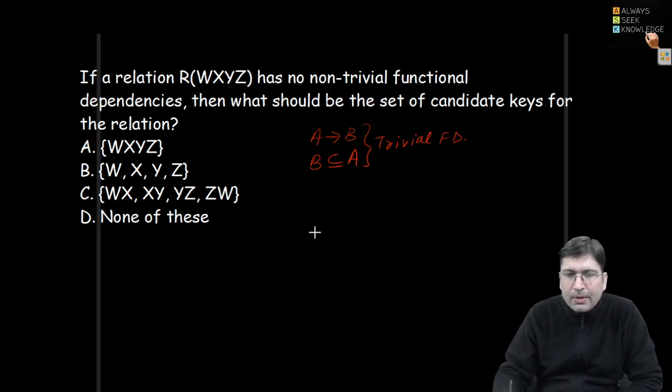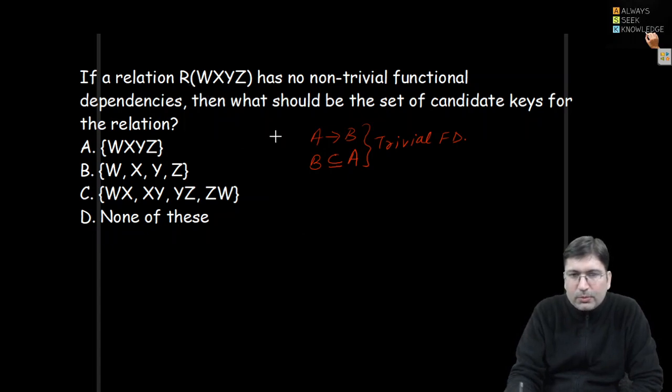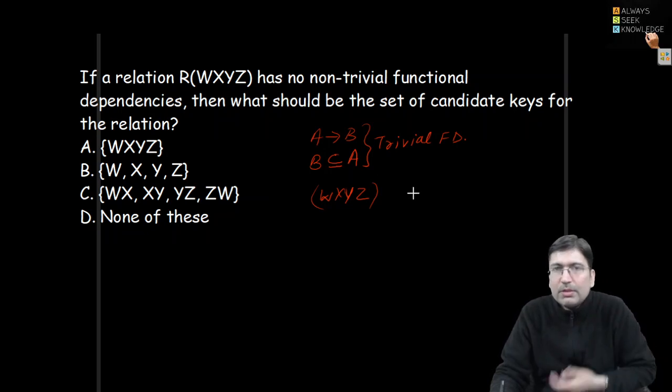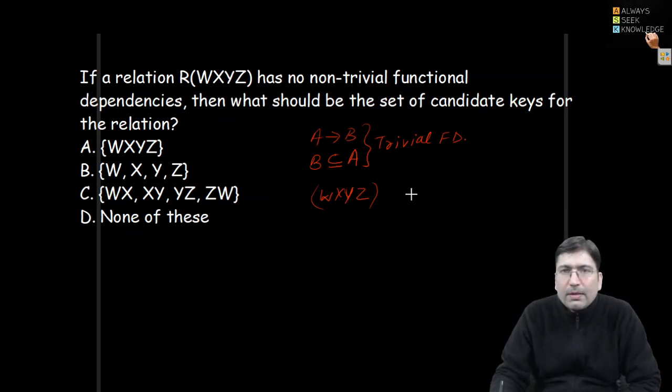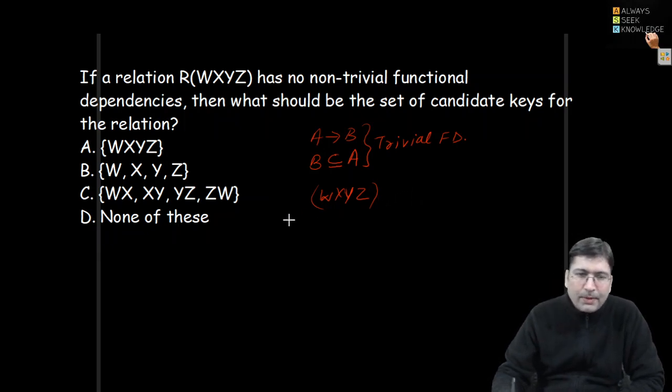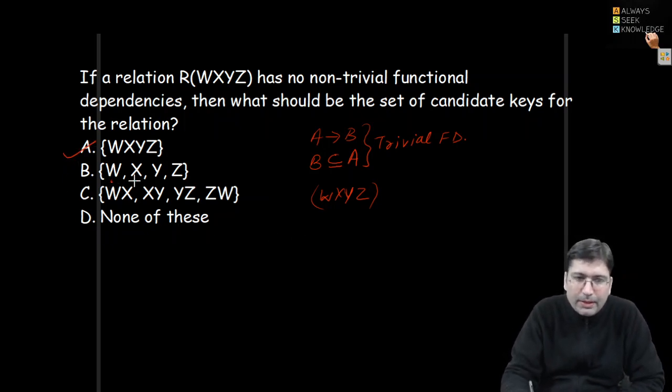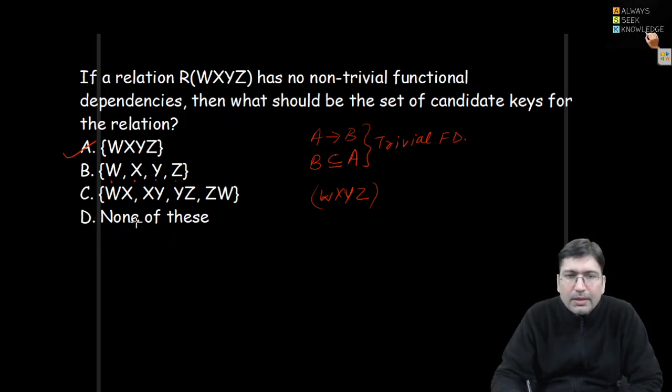I hope you are getting it. So if W, X, Y, and Z don't have any non-trivial functional dependencies, that means the key needs to be W, X, Y, and Z. If you miss any attribute in the key, then you will not be able to derive that attribute, because there are no non-trivial dependencies given, right? So for this relation, the candidate key should be W, X, Y, Z. Individually W, X, Y, or Z cannot be the candidate key. Even a combination of two will not be the candidate key. So the answer will be A only.